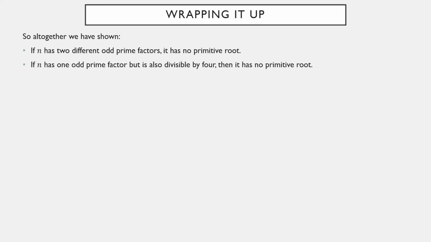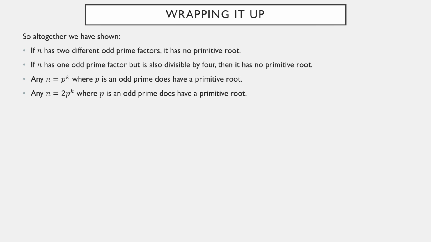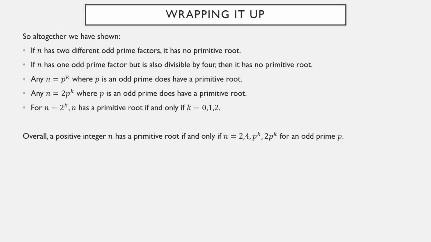So to wrap things up, we have shown if n has 2 odd prime factors, there's no primitive root. If n has a single odd prime factor, but it's also divisible by 4, it has no primitive root. Any odd prime to a power does have a primitive root, as does 2 times an odd prime to a power. For just powers of 2, the only powers that do have primitive roots are 1, 2, and 4. Overall, we have our result. A positive integer n has a primitive root if and only if n is 2, 4, an odd prime to a power, or 2 times an odd prime to a power. By allowing k to be equal to 0, we're sort of wrapping 1 into this entry here, but not a big deal.